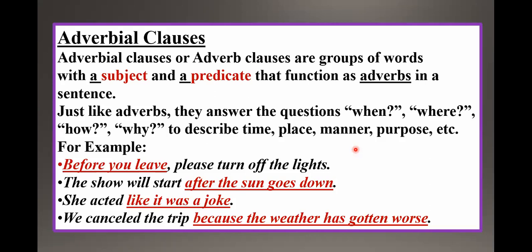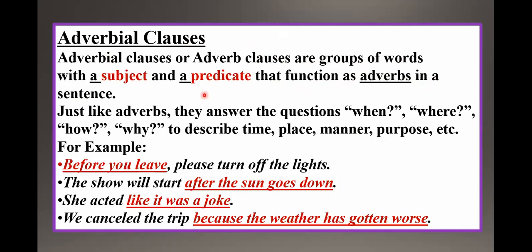Okay, so we are doing the adverbial clauses today. What are the adverbial clauses? Yesterday we did the noun clauses, today we are doing the adverbial clauses. Adverbial clauses or adverb clauses are groups of words with a subject and a predicate that function as adverbs in a sentence. Basically, these are groups of words that have a subject and a predicate or a verb, and that function as adverbs. Okay, they're serving the function of adverb in a sentence.